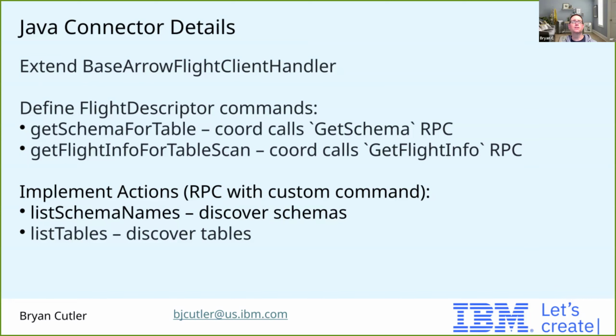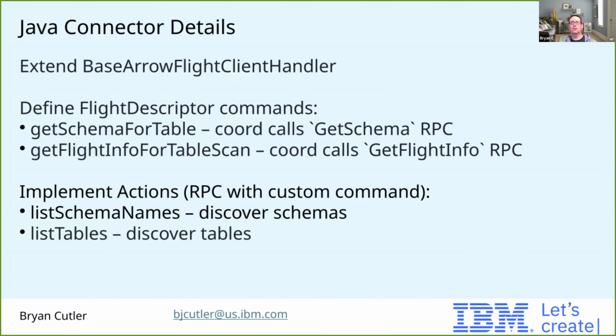The first one is to get a schema, which translates to a get schema remote procedure call. And get flight info is the second one. Besides those, there are 2 other methods you need to implement. One is list schema names. The other is list tables.